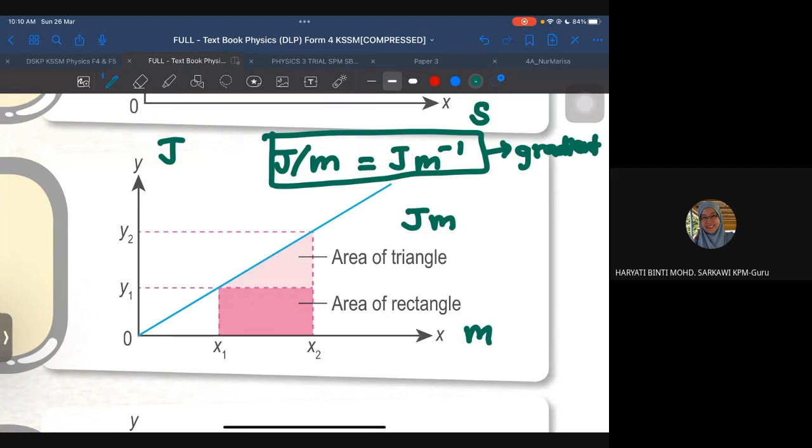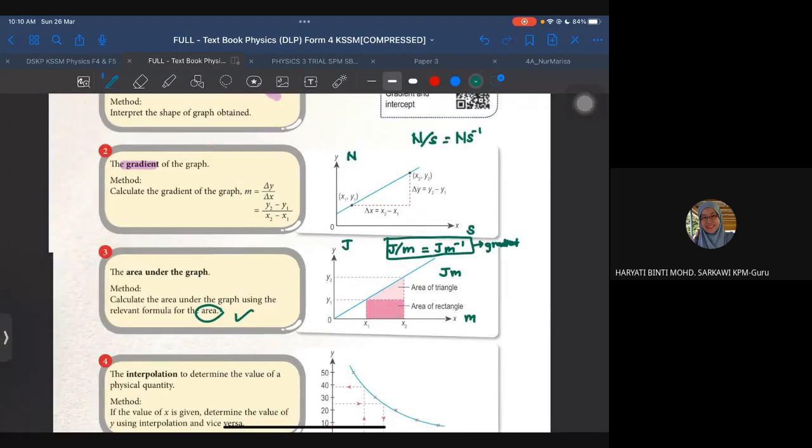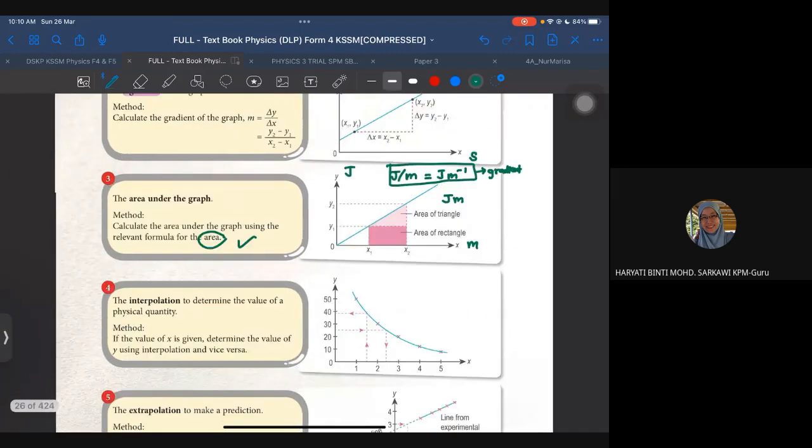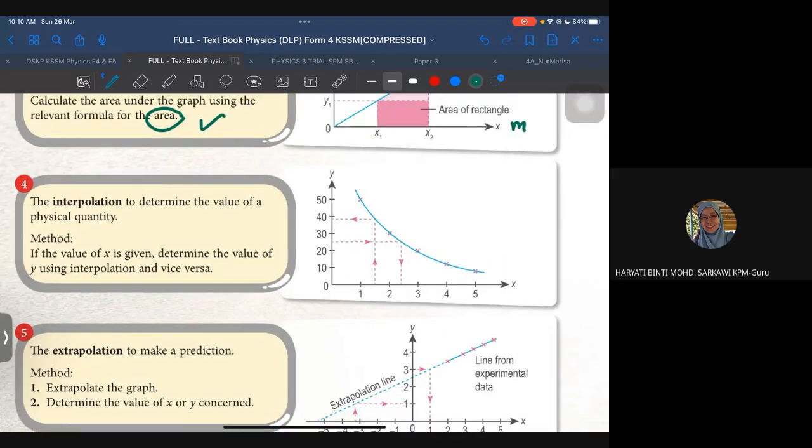Okay, understand? Because if you don't respond, I don't know whether you understand or not. So the teacher is wondering.